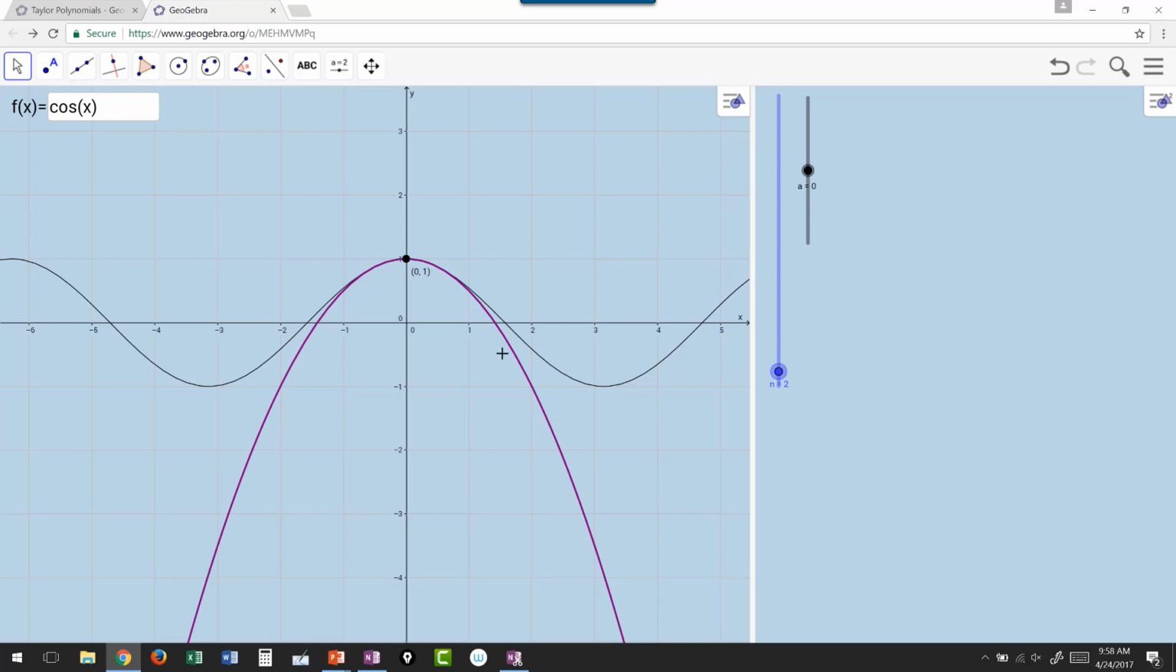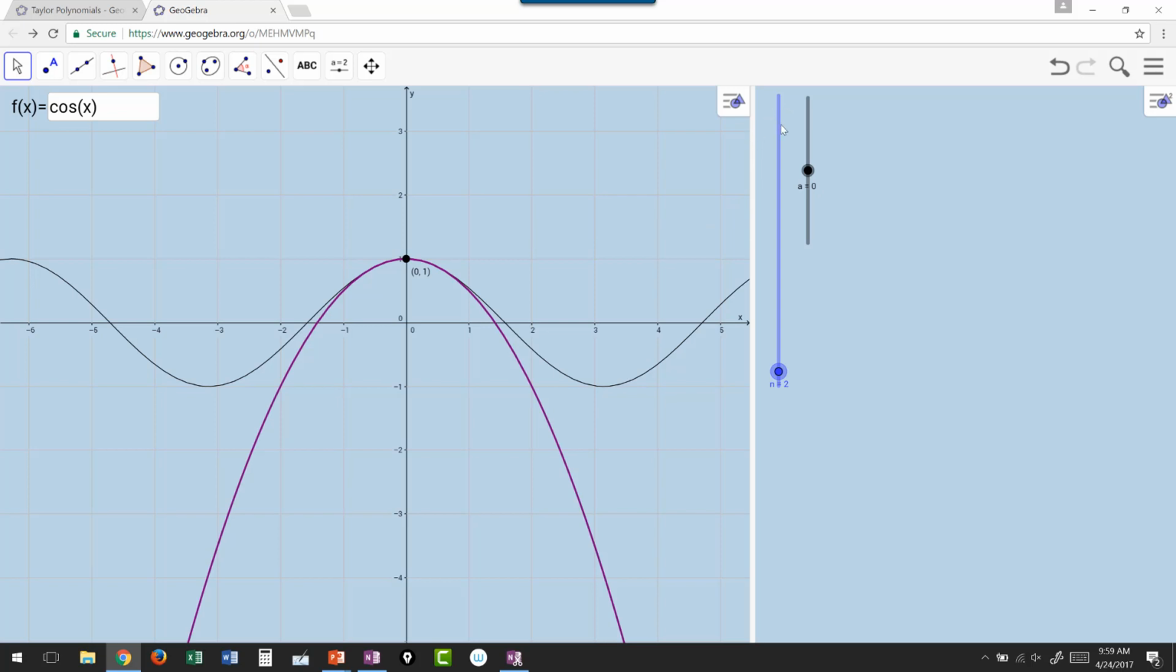Now eventually the parabola has to do a bad job right down here because the parabola has to go off to either minus infinity or plus infinity, and the cosine function doesn't do that. But we can at least see that, say, between x equals minus 1 and 1, there's virtually no difference between the quadratic polynomial in purple and the original function cosine in black.